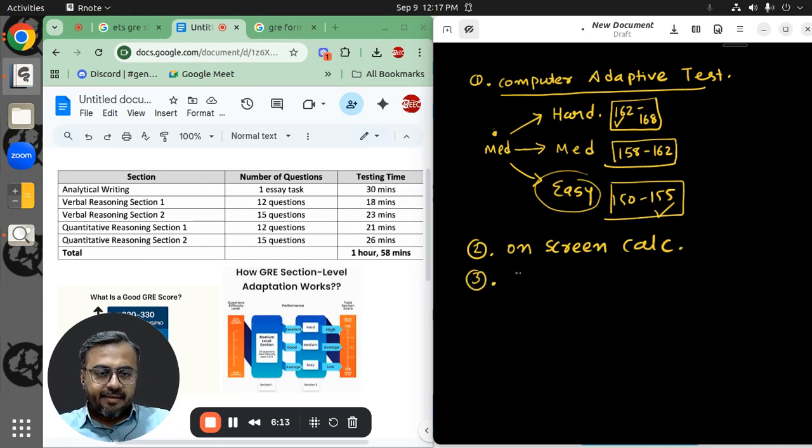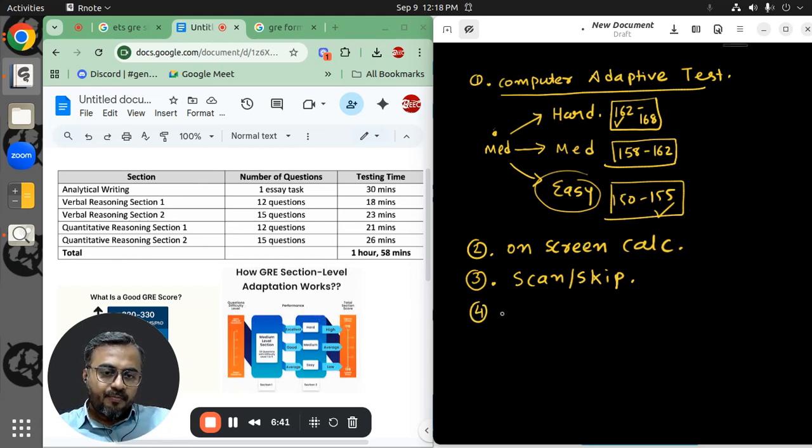Number two, an on screen standard calculator is available for your mathematics section. Three is scanning and skipping is allowed. You can scan the questions in a particular section. You can skip if you don't know the answer for that moment. You can go back and forth as many times as you want during the section allotted time. Once the section expires, the response will be automatically submitted. Now you don't have an opportunity to revisit that section again.